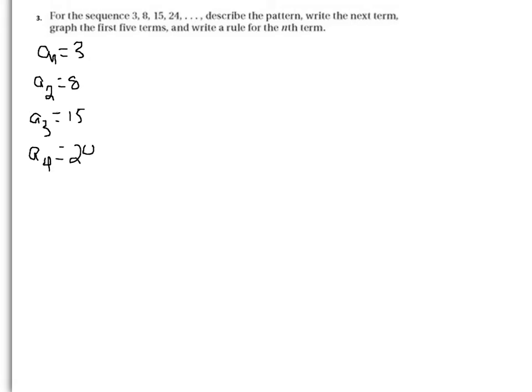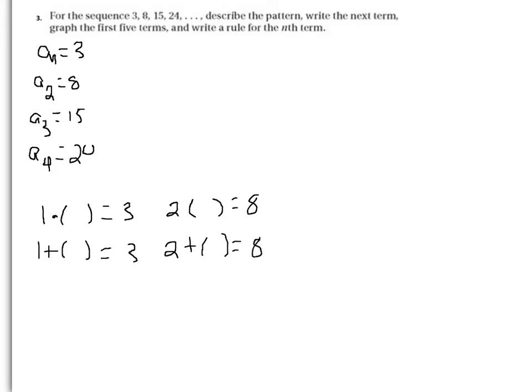So we have to think: 1 times what, or 1 plus what equals 3? And then check: 2 times what, or 2 plus what equals 8? In order for it to be adding, it's got to stay the same. I know that would be a 3, and then that would be a 2. Here I'd have a 4 and a 6. So did adding stay the same? No, so we have to get rid of those.